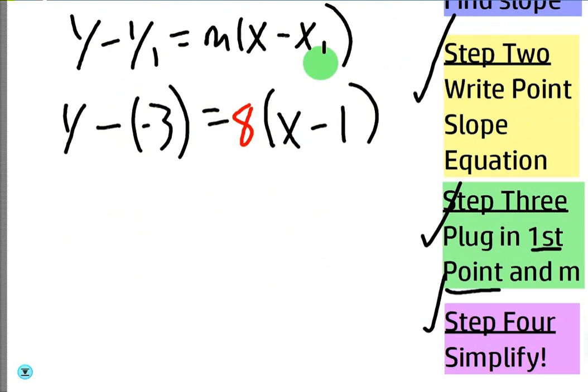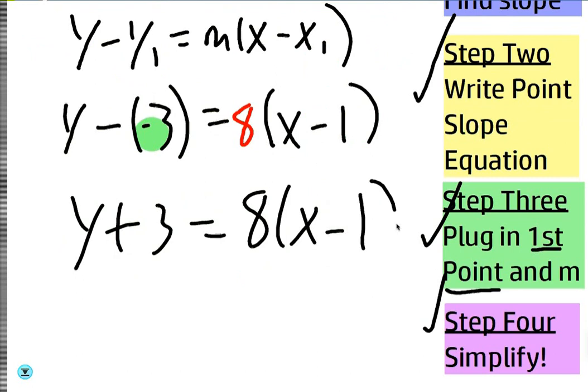So how can you simplify this equation right here? Good. Minus negative 3 becomes y plus 3. So it's y plus 3 equals 8 times x minus 1. And just remember, that's your answer. Your answer is an equation in point slope form.